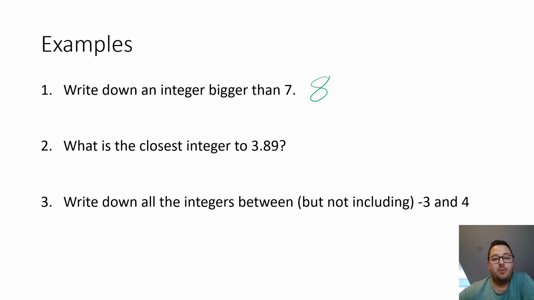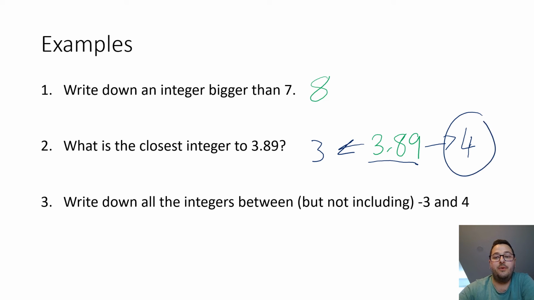Okay, number 2, what is the closest integer to 3.89? All right, well, to think about this one, we've got 3.89. Let's think about what is either side of this. So the next biggest integer would be 4. And the next smallest integer would be 3. And we want the closest one, well, because we've got 3.89, that's a lot closer to 4. Okay, so the closest integer to 3.89 is 4.